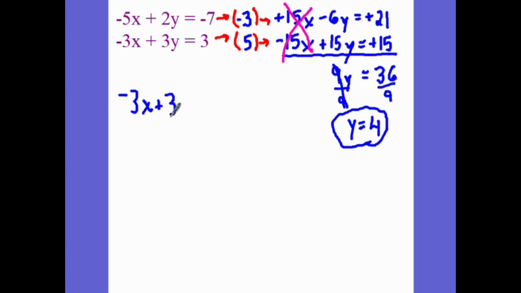Negative 3x plus 3y equals 3. But instead of y, I'm going to put 4. Always put it in parentheses. Then solve the problem. Negative 3x plus 12 equals 3. Subtract the 12.